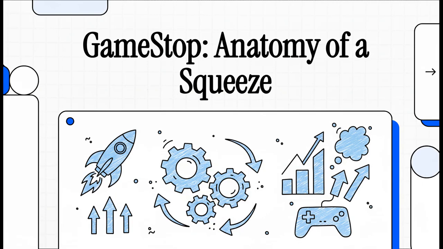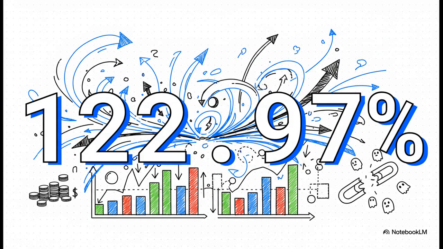All right, let's dive in. Today we are unpacking one of the most wild financial stories of our time, the GameStop saga. We're going to go way beyond the memes and the headlines to really get into the nitty-gritty market mechanics that allowed this whole thing to happen. It all kicks off with this one number, a number that honestly looks like it shouldn't even be possible, 122.97%. Now, at its peak, this was the official short interest for GameStop.